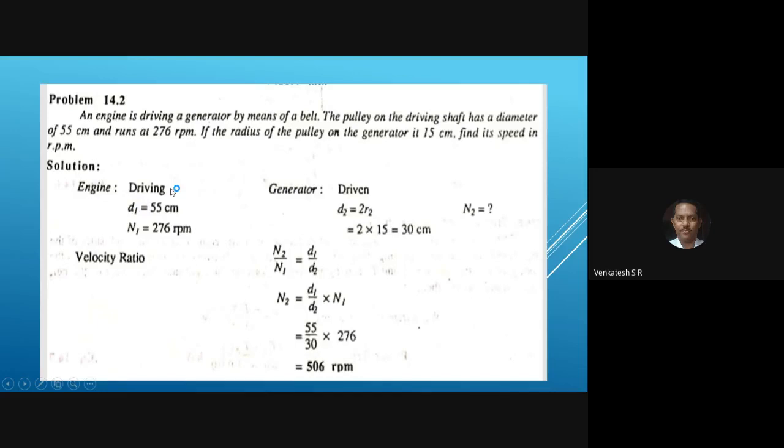Engine driving at the speed of 276 RPM. The shaft has a diameter. All of you, please note down. I have not mentioned the pulley, the diameter of the shaft. Directly, they are running the shaft. The diameter of the shaft is nothing but diameter D1, 55 centimeter, and running at the speed of N1 equal to 276 RPM. This is engine, this is generator. Engine is driver and generator is driven.